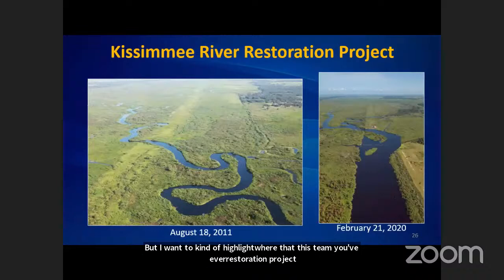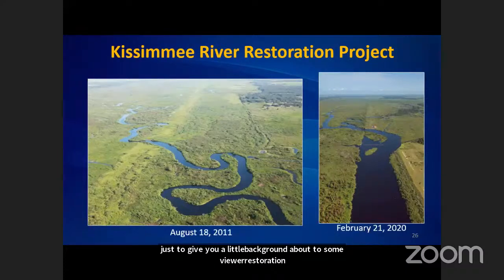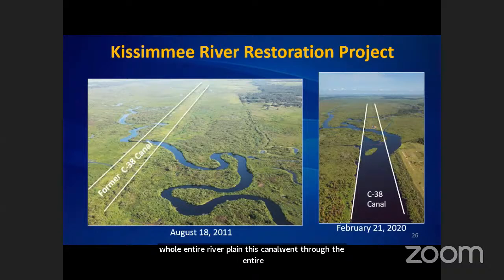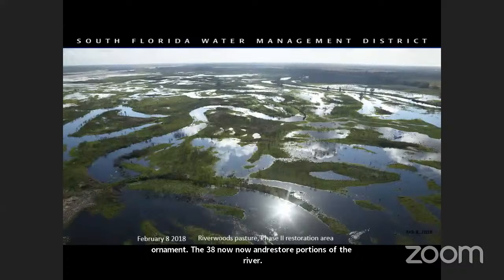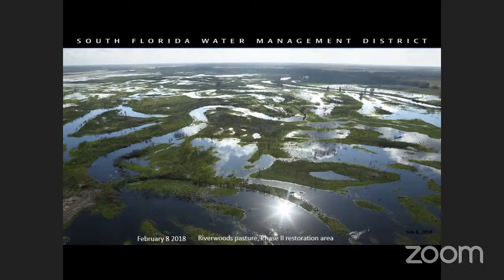And just to give you a little background about the Kissimmee River Restoration, the C-38 canal that you can see in the picture to the right went through the entire river floodplain. This canal went through the entire riverine system and really created a lot of damaging effects to this system. And so you can see the former C-38 canal now in the restored portions of the river. And so it's been a really big success story for the South Florida Water Management District. And so you can see when the whole system gets inundated in the floodplain, you can hardly even see a lot of the areas where the historic C-38 canal was located.